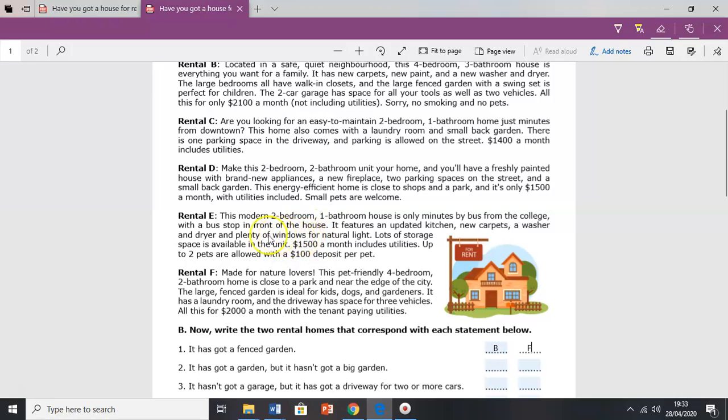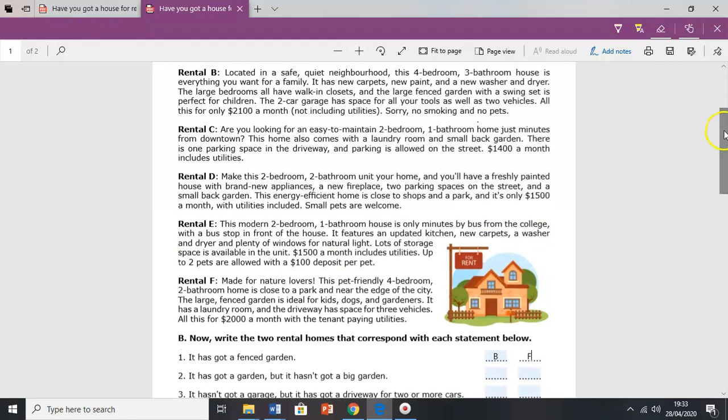Anything about the garden? Nope. Anything about a large fenced garden? No. So we're happy. C and D. Now I continue to read, even though I found the 2 answers here, because I am a suspicious person, and sometimes I would check that whilst I was reading quickly that I hadn't made a mistake.